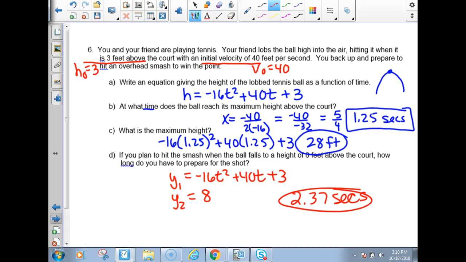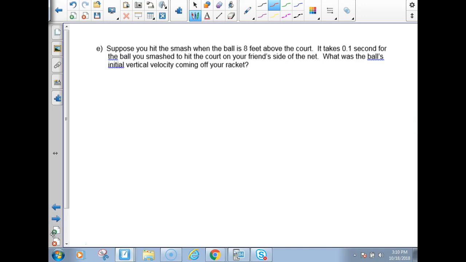Not too bad, I hope. All right. Oh, we're not done with that one. E. Suppose you hit the smash when the ball is 8 feet above the court, and it takes 0.1 seconds for the ball you smashed to hit the court on your friend's side. I think they're just standing there and didn't have much time to get to that one, right? 0.1 second. All right, what was the ball's initial vertical velocity coming off your racket? All right, now we want to know V sub 0.